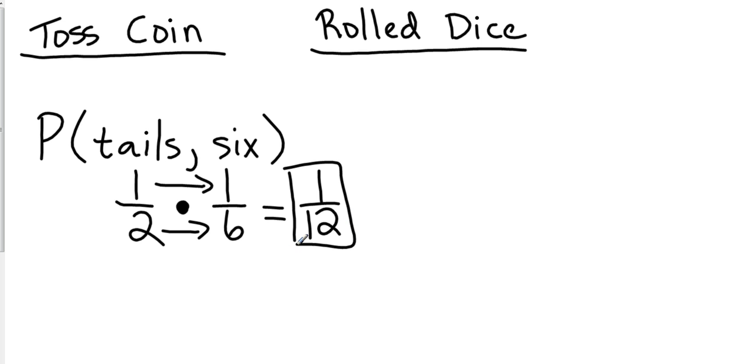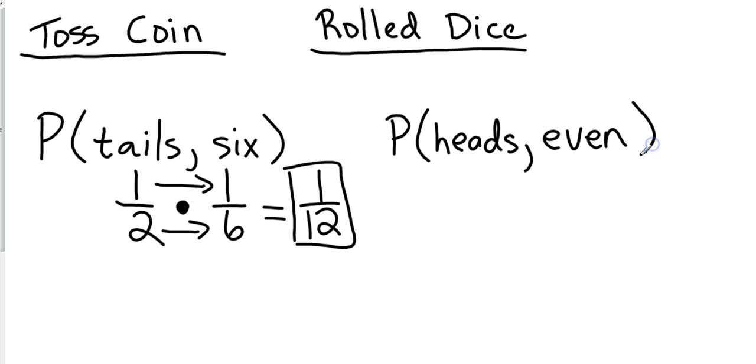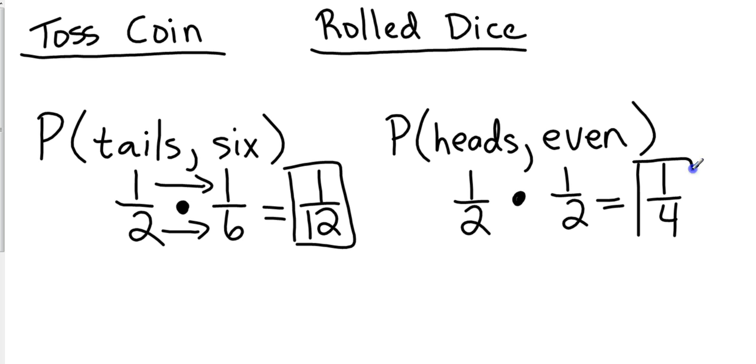Now let's try another one with that example. What's the probability of getting a heads and an even? So probability of getting a heads is 1/2. From our information before, we know that half of them are even, so this would be 1/2 as well. It actually came out to be 3/6, and then we reduced it. And so we're going to multiply these together, and that gives us a final probability of 1/4.